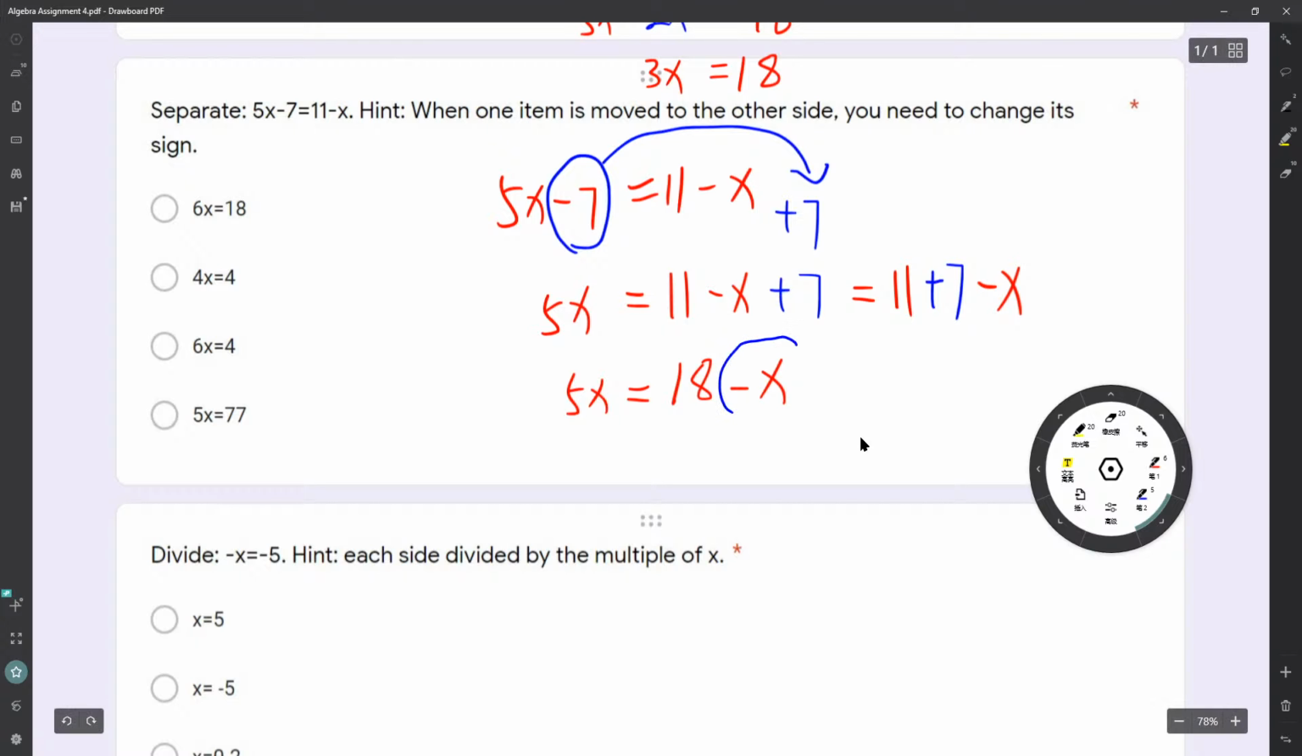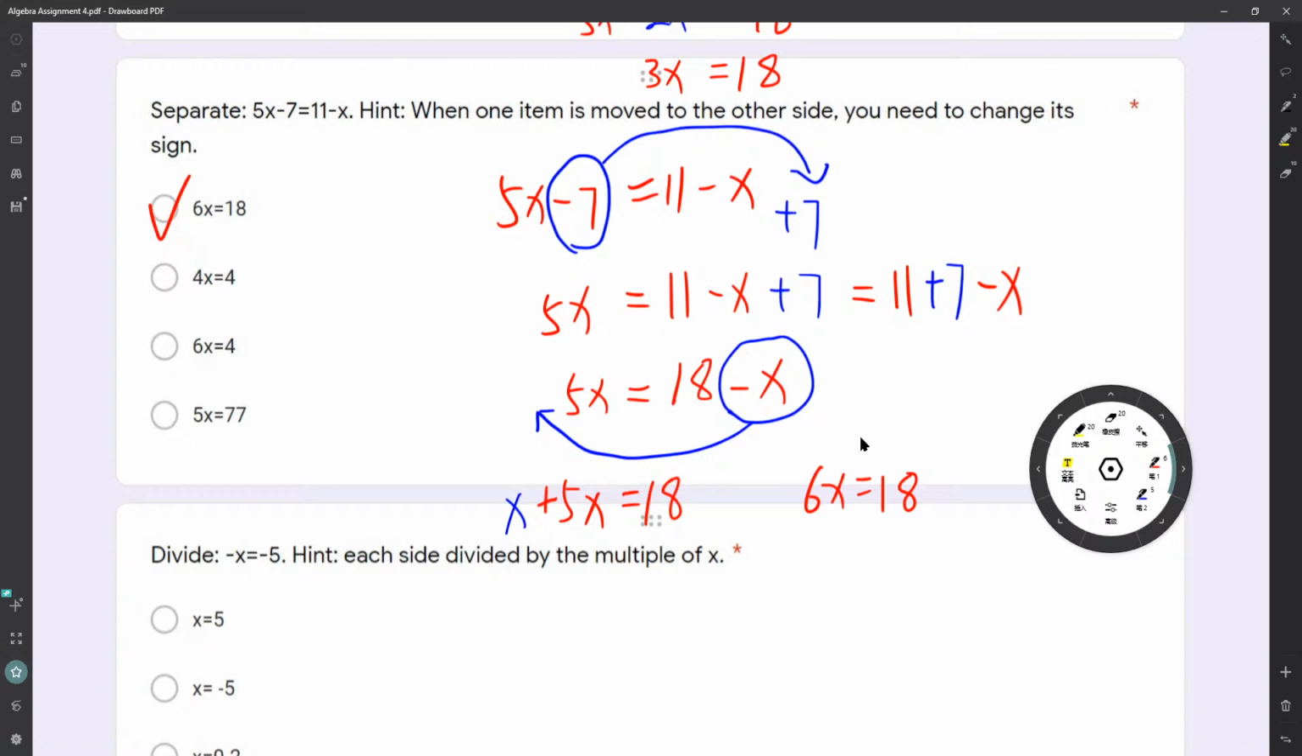So we have to separate this to the other side, right? This is negative x. When you move, it will become a positive. Therefore, we'll have a positive x moved here. This is positive 5x. So it's positive 5x equals 18. And you can see x plus 5x is 6x. 6x is 18. So this is how we separate. In the end, you should have all the x and all the numbers fully separated.